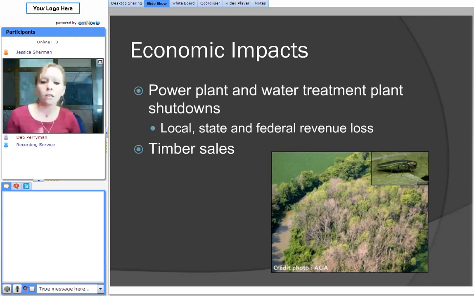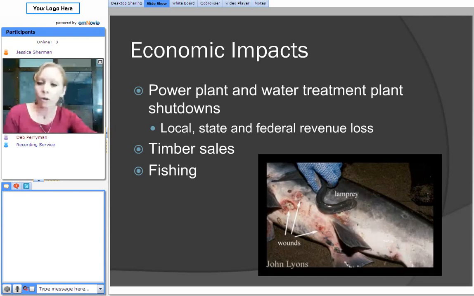And so we see huge issues economically associated with timber sales, also within fishing. So this not only affects the Great Lakes, but a lot of the river systems and drainage basins across the U.S.